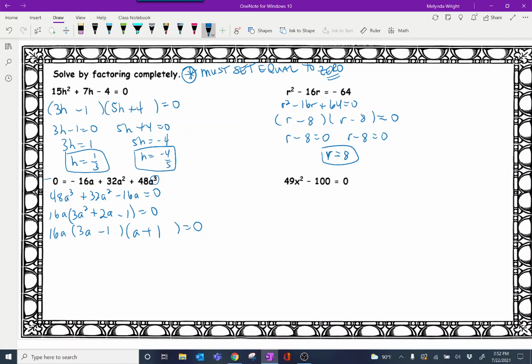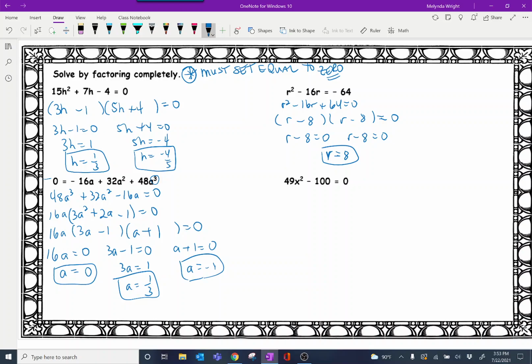So now we have 3 things that are being multiplied together to get 0. This poor little 16a, the first thing, is many times forgotten by students. Please don't forget that poor little thing. It's an answer also. So I divide the 16 off. 0 divided by 16 is 0. Then I have 3a minus 1 is 0, and a plus 1 is 0. So we have 3a is 1, or a is 1/3. And then I have a is negative 1. Yay! Whew, we're doing great. One more to do.